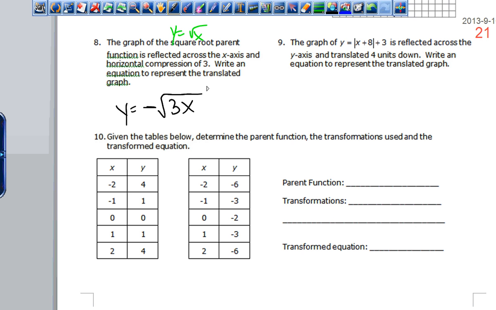Okay, number 9. Let's change this to x-axis, please. Y equals, if it's reflected, what does that mean out in front? A negative sign. Does it say anything about moving left or right at all? No, it says down, so I'm not going to touch that 8 at all. So I'm going 4 units down. Minus 1, I'm at +3 already. So if I move down 4, minus 1, negative is correct.